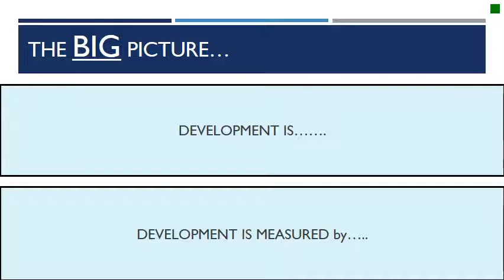Now we're going to review the big picture, the big idea from the previous videos that you watched. And if you will complete this statement on your notes guide: what development is, and development is measured by.